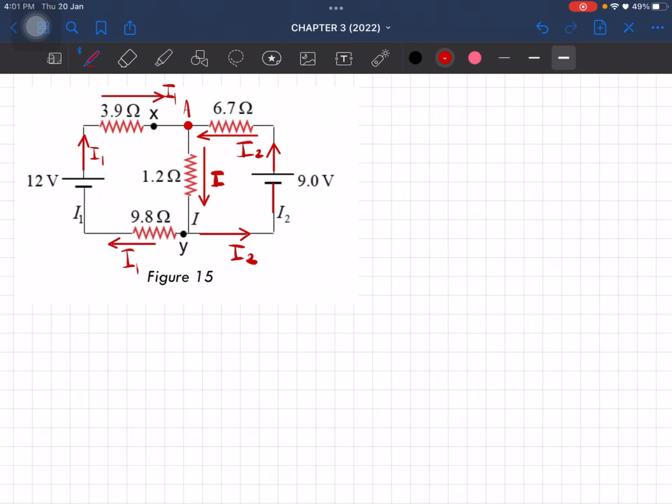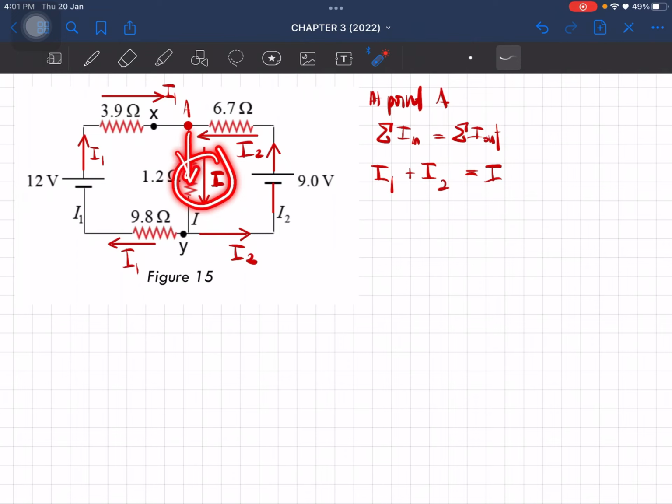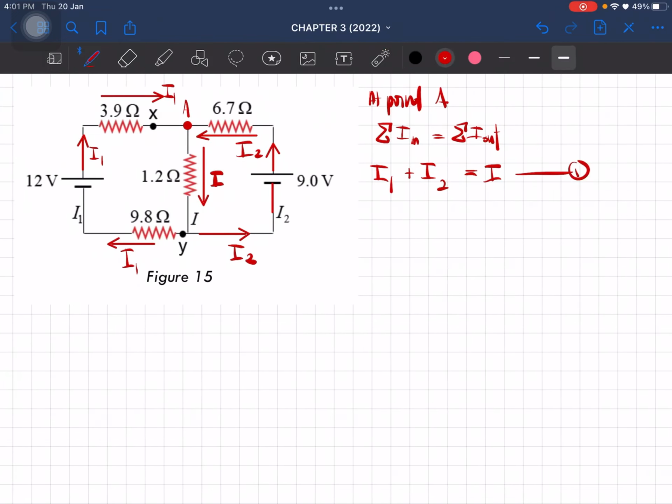Okay, so I'm going to pick point A, junction A. Okay, so remember current going in is equal to current going out. So current going in for point A is I1 and I2, because this is going into junction A. So I1 plus I2 is equal to I, which is the one here, because it is going out of the junction. Okay, so this is our first equation.